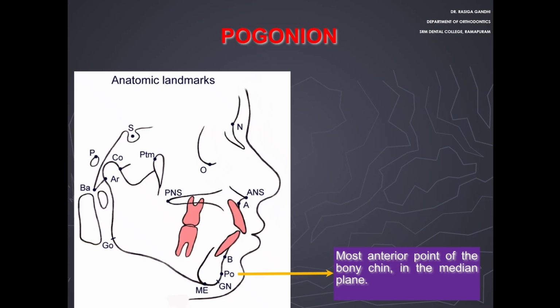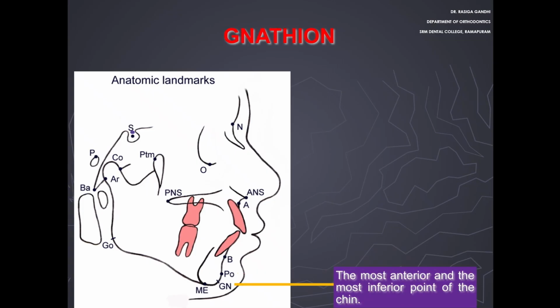Next is pogonion. It is the most anterior point of the bony chin and seen from the midline, the median plane. And the next point will be gnathion, and it is the anterior and inferior point in the chin, anteroinferior point in the chin.